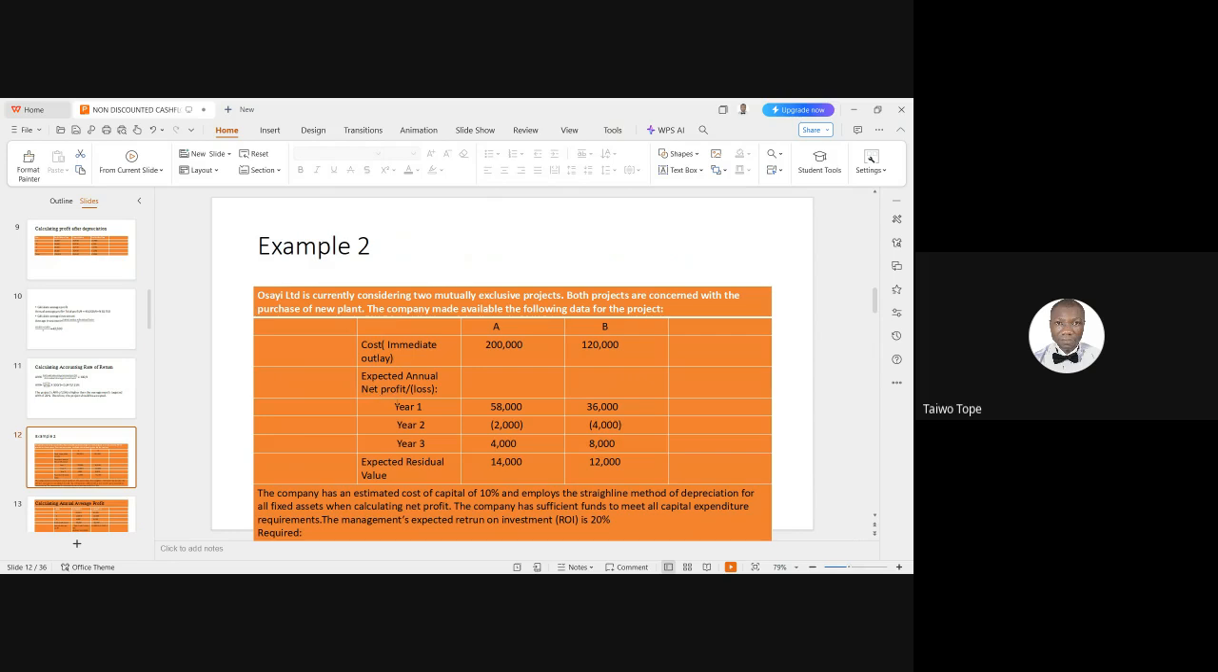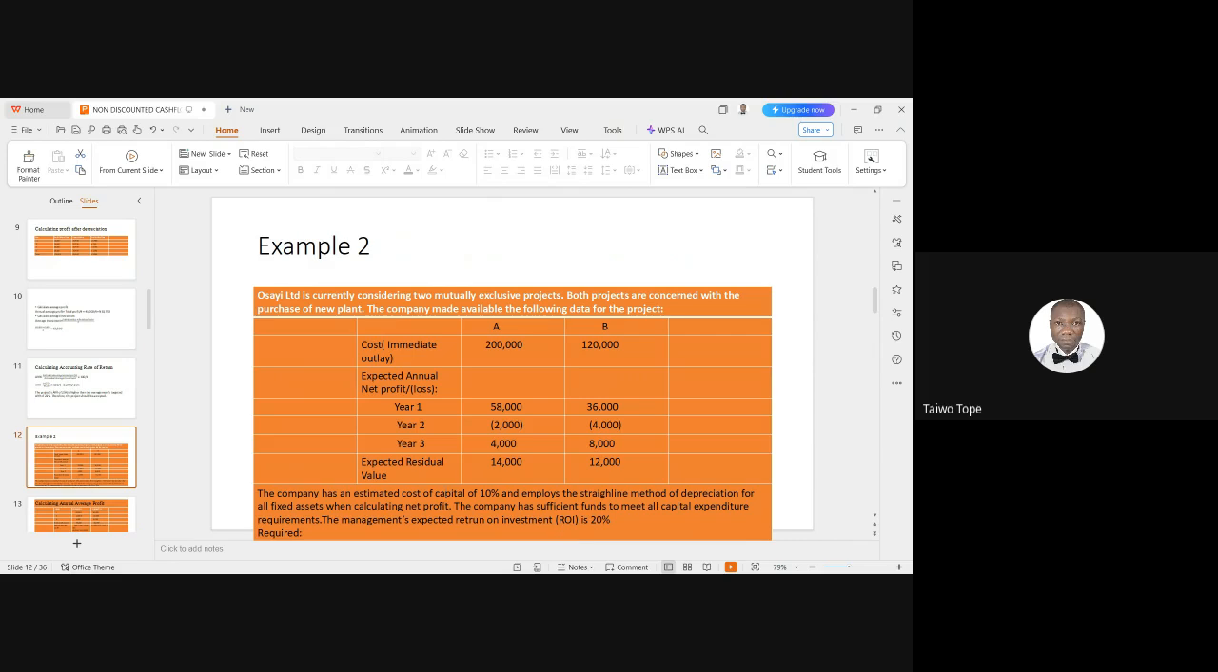Take note, the question can put cash flow. When it is cash flow, it means you need to determine your accounting profits. But in this case, it is clearly put annual net profit or loss. Year 1 for project A, 58,000. For project B, 36,000. For year 2, project A, we have a loss of 2,000, and for B, a loss of 4,000. For year 3, under project A, we have a profit of 4,000, and for project B, 8,000. The expected residual value, scrap value now, for project A is 14,000, and for project B is 12,000.